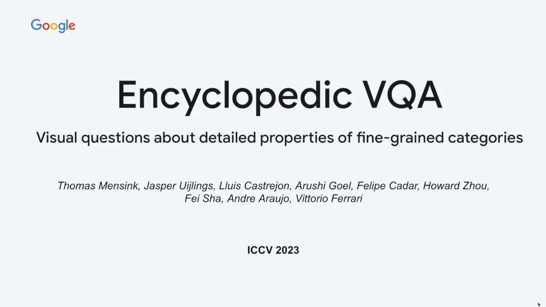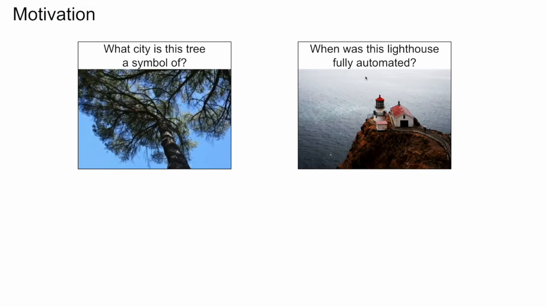In this video, I present Encyclopedic VQA, visual questions about detailed properties of fine-grained categories. This is joint work with some great colleagues from Google Research, presented at ICCV 2023 in Paris. We are interested in visual question answering to answer questions like what city is this tree a symbol of, or when was this lighthouse fully automated?